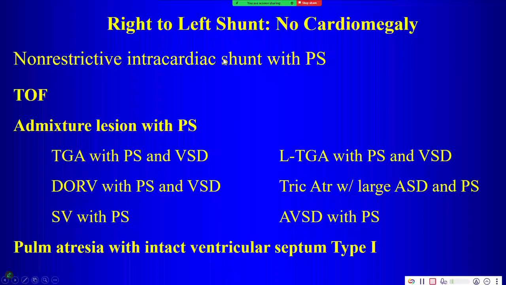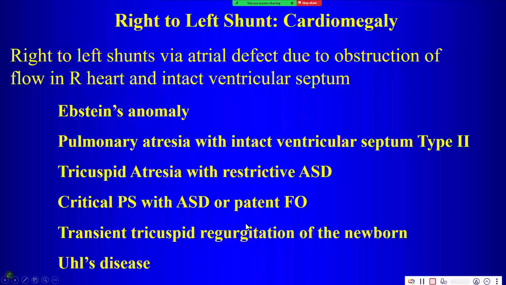But in terms of the entire differential diagnosis, right to left shunts with no cardiomegaly, and again, non-restrictive intracardiac shunt, usually a VSD with pulmonic stenosis, are Tetralogy of Fallot and Tetralogy of Fallot-like lesions. These are admixture lesions, usually with pulmonic stenosis, especially if they have a ventricular septal defect. And then we have pulmonary atresia with intact ventricular septum type 1, which we'll also discuss a little bit.